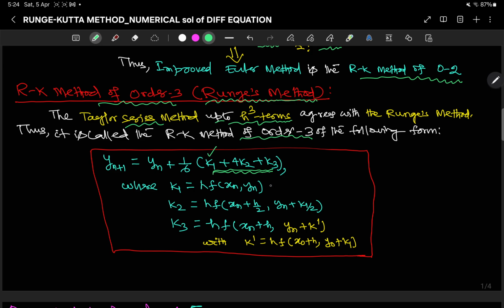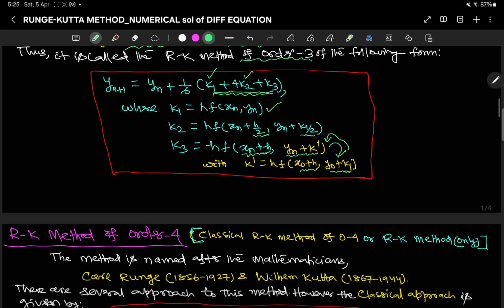So here k1 is given by h f(x_n, y_n), and k2 is given by h f of x_n incremented by h by 2 and y_n incremented by k1 by 2. K1 is here already. And what is your k3? It is h f of x_n plus h, and y_n plus, I write some k dash, and k dash is this. We have to find k dash first, meaning h f(x_n plus h, y_0 plus k1), right? So we find k dash and substitute here.